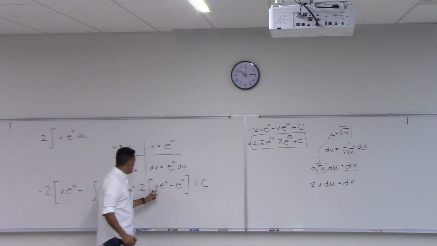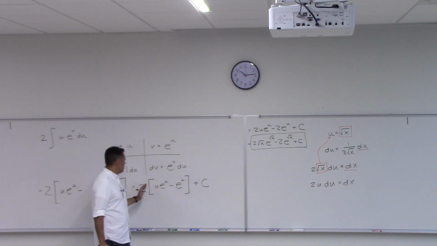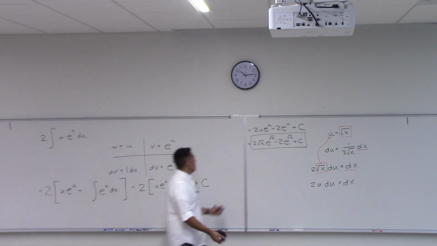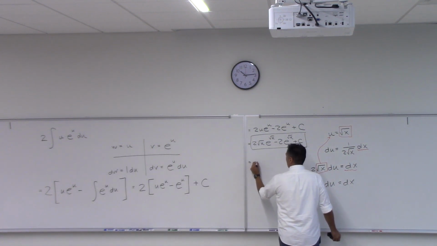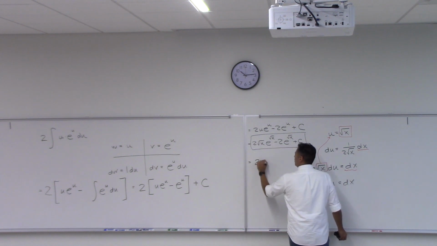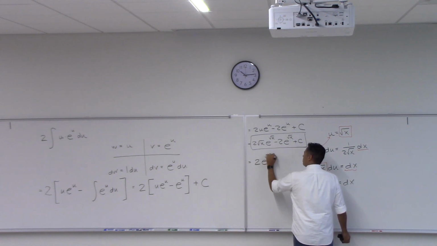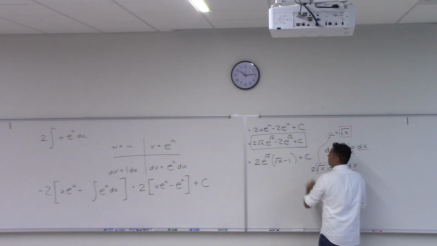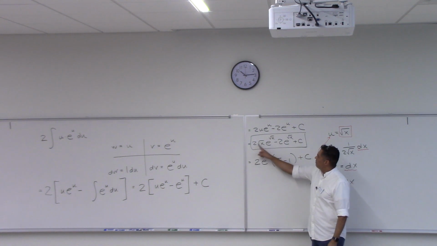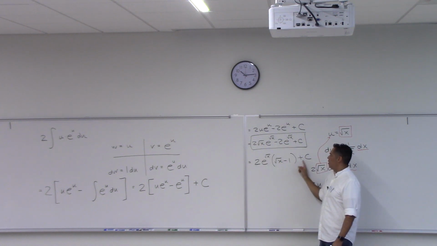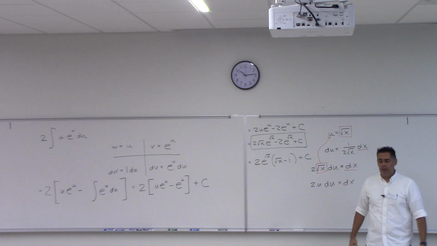Yes, you could have just replaced these with root x's, and that's fine. You don't need to distribute the 2. There's another thing you could do here if you liked it in more of a factored form: you could pull a 2 back out of these. You could see that they both have an e to the root x, and then you'd have root x minus 1 here, plus c. That's the same thing, right? These both have 2e to the root x, just pull it out, and that leaves you with the root x here, and then a 1 here, and then plus c. That would be acceptable as well.